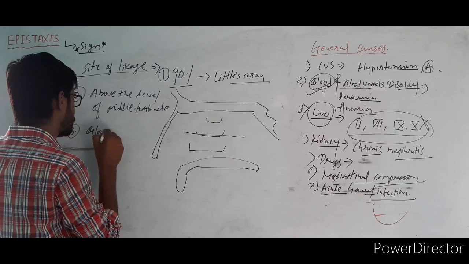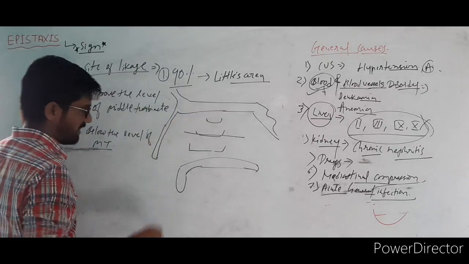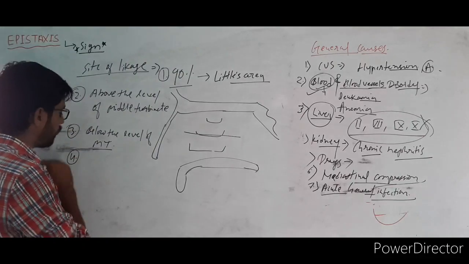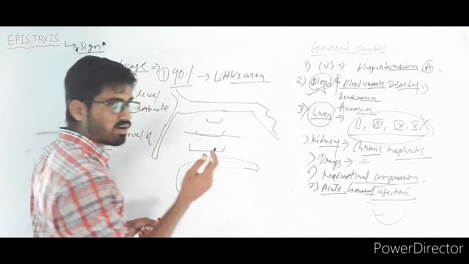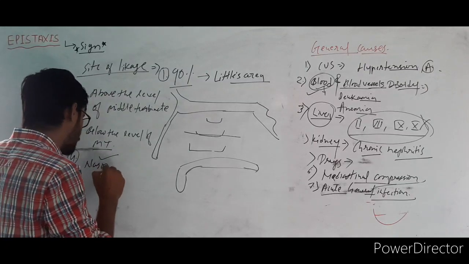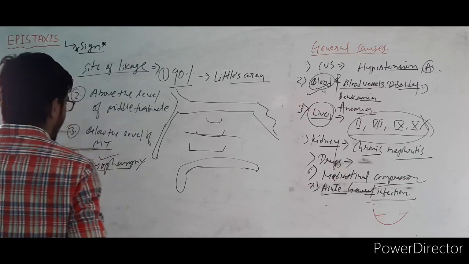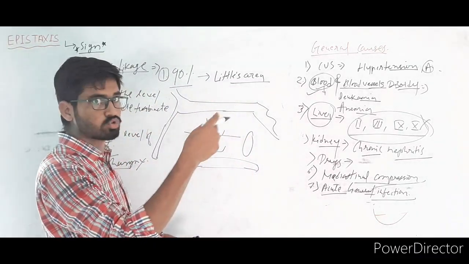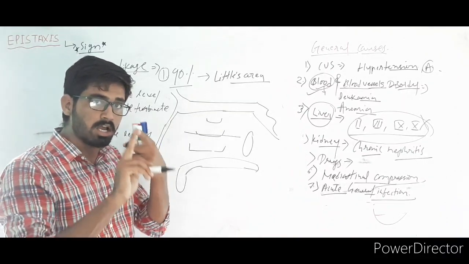One cause is profuse bleeding. From where? From the nasal septum and the lateral wall. And one more is from the nasopharynx and the posterior part of the nasal cavity. Here is the nasal cavity, and it can be from the posterior part. That is called posterior epistaxis, right? There are two types of epistaxis: anterior epistaxis and posterior epistaxis.